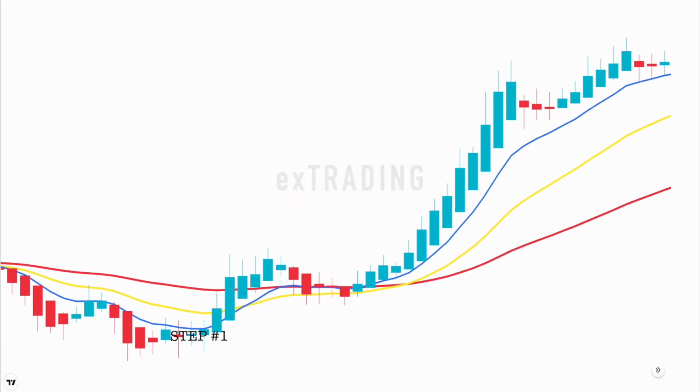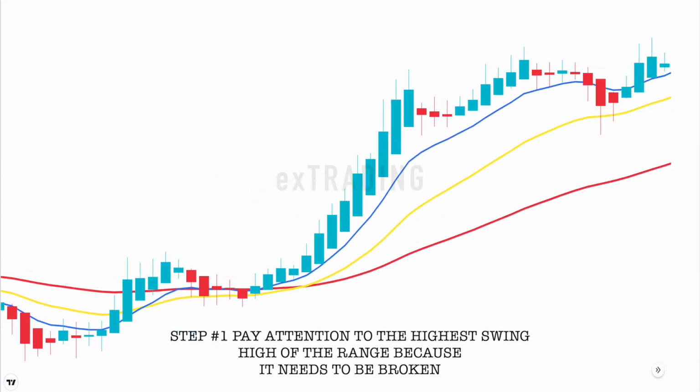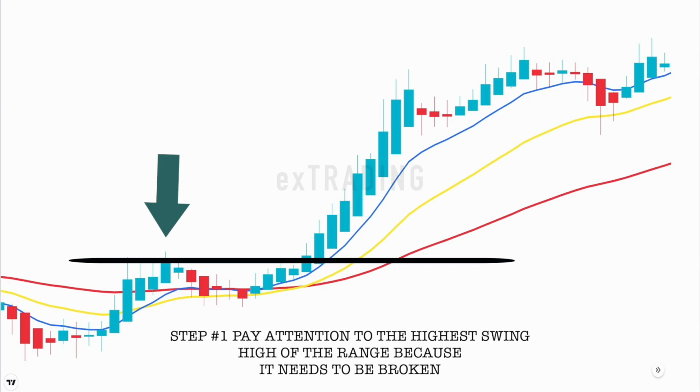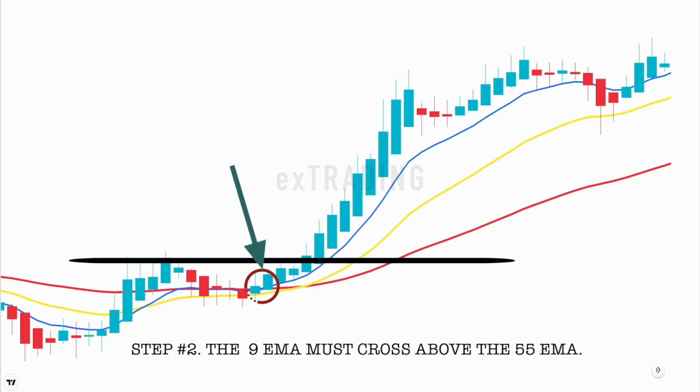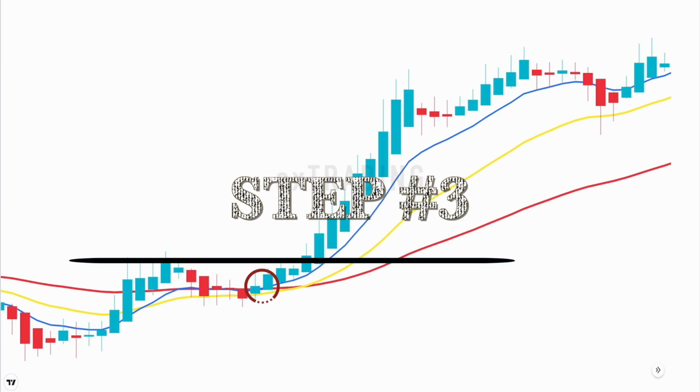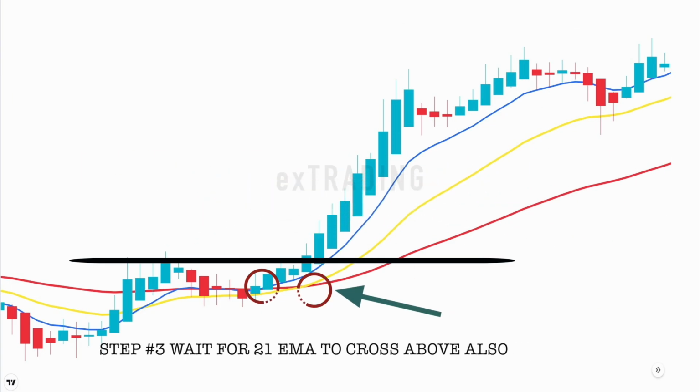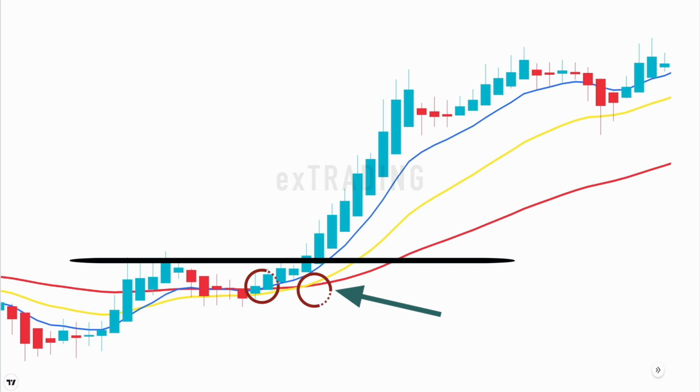By rules. Step number 1. On the chart, pay attention to the highest swing high of the range because it needs to be broken to consider opening a long or buy position. Step number 2. The 9 exponential moving average must cross above the 55 exponential moving average. Step number 3. Wait for 21 exponential moving averages to cross above also the 55 exponential moving average. That means the 9 and the 21 exponential moving averages must cross and be above the 55 exponential moving average.